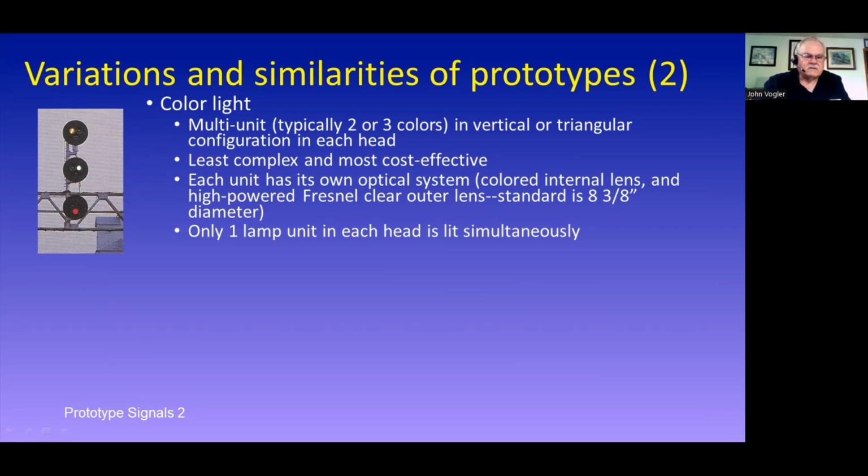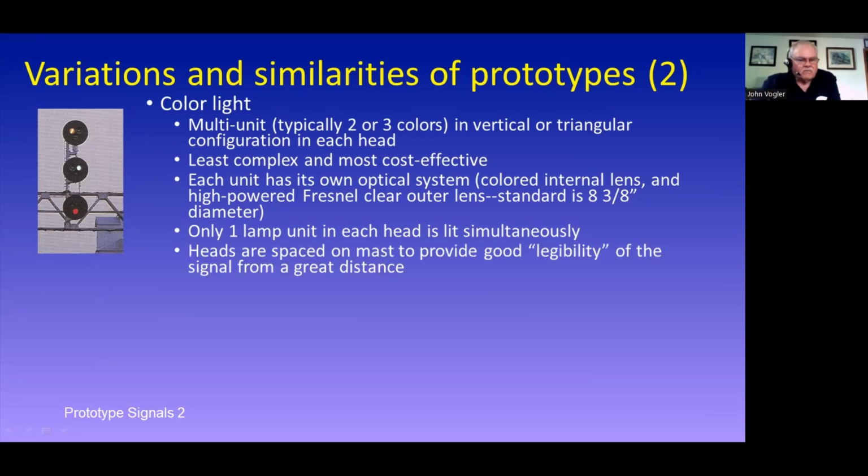With these signals, only one lamp unit is lit in a head simultaneously. So that's why, although we're seeing all three colors here, this is an approach medium indication with the yellow over green, and the red is just a marker because it says there's no slow speed route available. And the heads are spaced appropriately so that you can see these way far away. These are typically 5 feet apart.